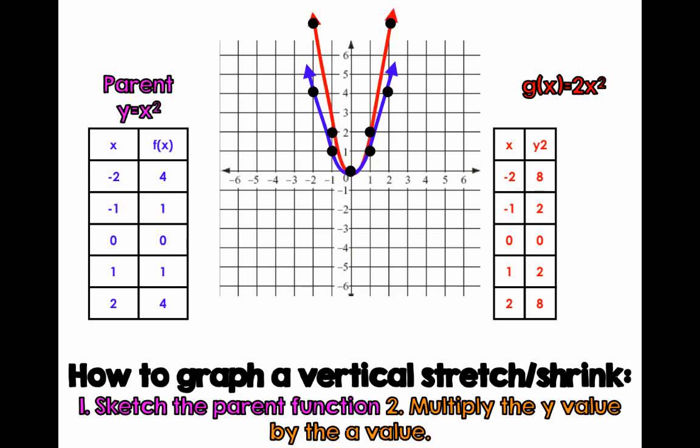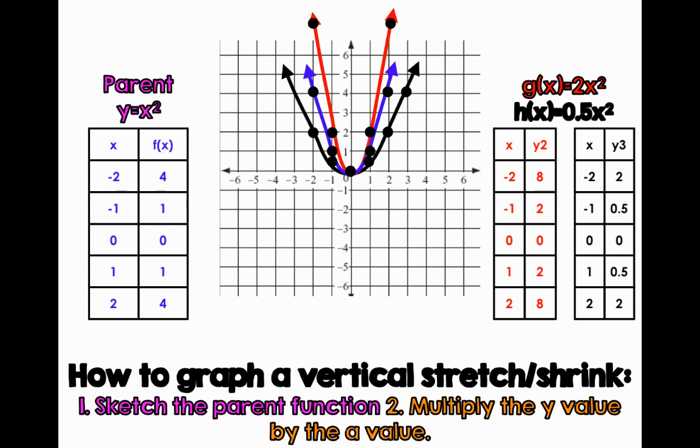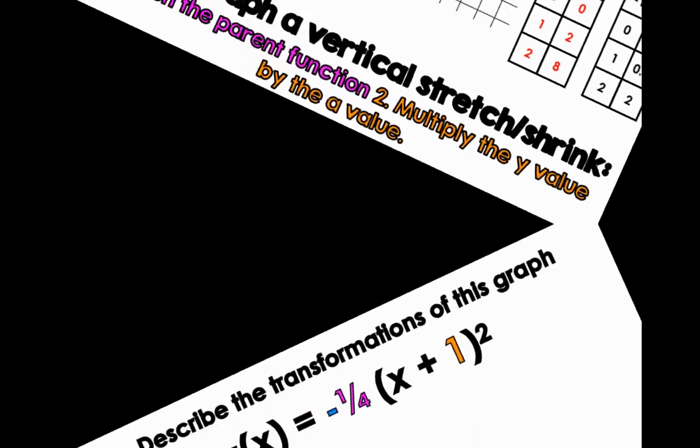All right, so then for our next one, we've got h of x equals 0.5 x squared. So this time I'm going to multiply all my y values by 0.5. So 4 times 0.5 would give me 2. And 1 times 0.5 would give me 0.5, and so on and so forth. And so when I graph this function, it's going to be wider. It takes longer, essentially, to make it grow.